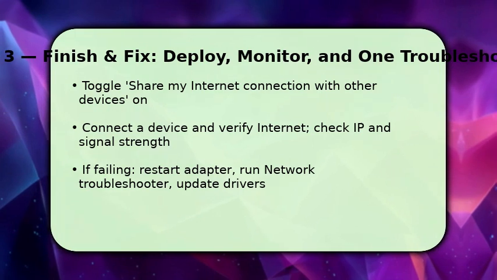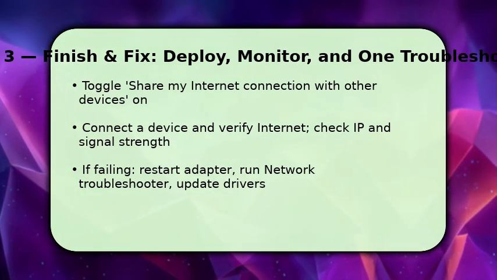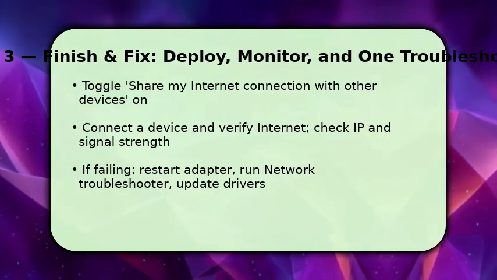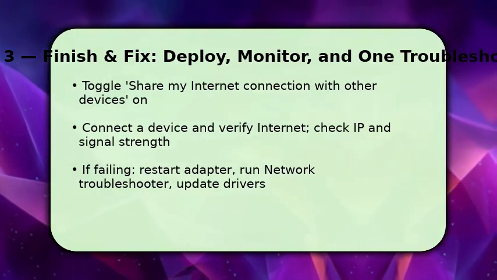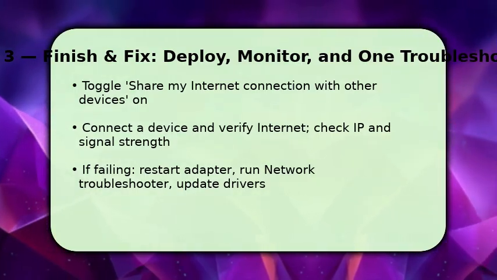If you see no internet, check that the client got an IP and signal is strong. Then restart the Wi-Fi adapter, run Windows Network Troubleshooter, and update the wireless driver. If problems persist, disable third-party.